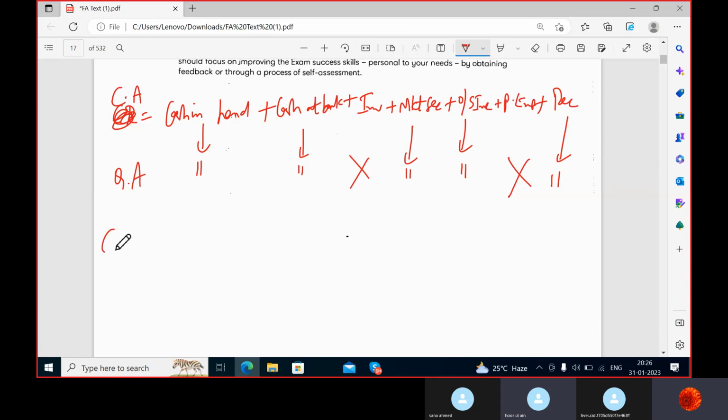Now when it comes to cash ratio, I will take only the most liquid assets. I will take cash in hand. I will take cash at bank. I will not take inventories. I will take cash equivalents, which are marketable securities. I will not take outstanding income. I will not take prepaid expenses. I will not take receivables.